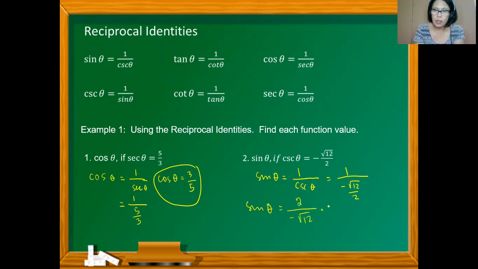Rationalizing the denominator, we get 2 square root of 12 over 12, wherein square root of 12 is equal to 4 times 3. So we can extract the square root of 4. So we have 2 times 2 times square root of 3 over 12. So this is 4, and then we have 3 here. So sine theta equals negative square root of 3 over 3.